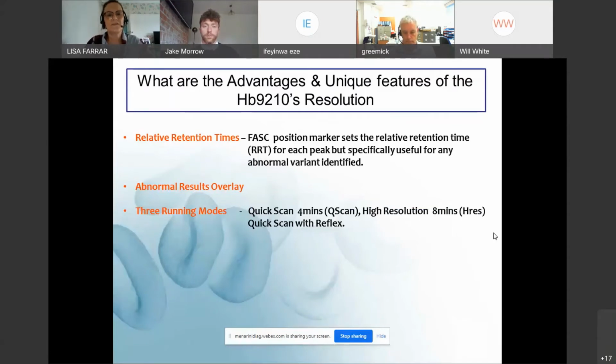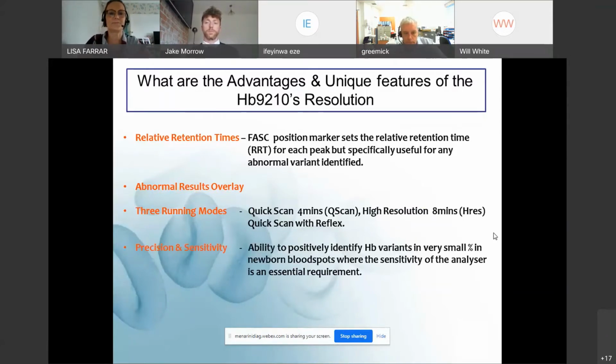Again, the 3 running modes is a unique advantage, and for the main large workflow laboratory, the quick scan with reflex is an ideal opportunity to run through all your normal variants at a rapid rate of knots, and then follow that up by reflex in the abnormals to get that superior definition and variant identification.